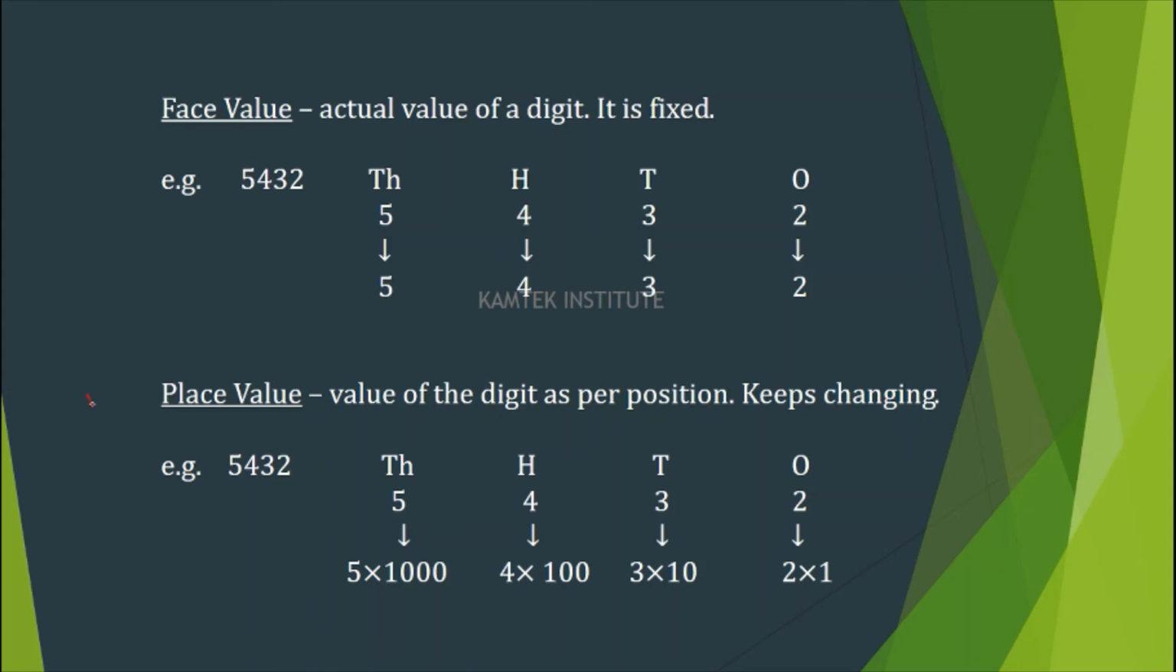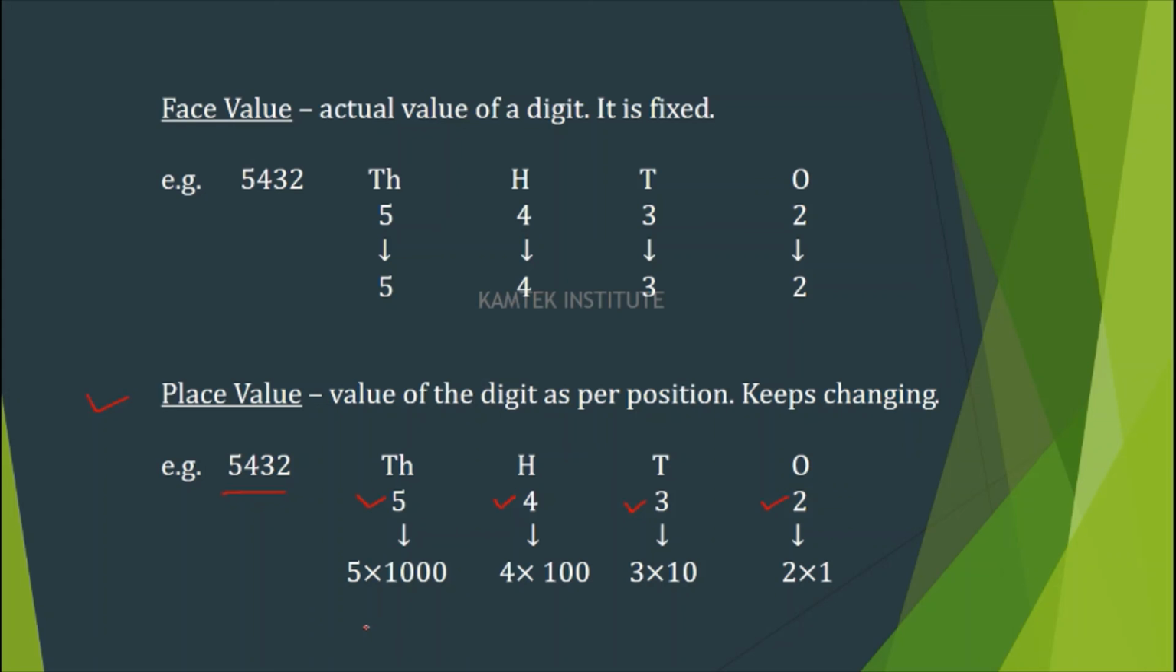So next comes place value. The place value of a digit in a number depends upon its position in the place value chart. Let us understand with the same example, the number 5432. Again we see that 5 is in the 1000th column, 4 in the 100th column, 3 in the 10th column and 2 is placed in the ones column.